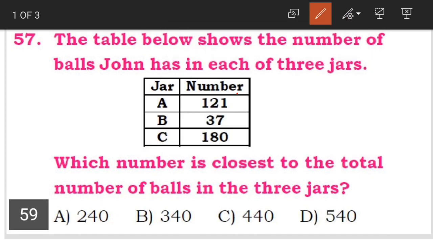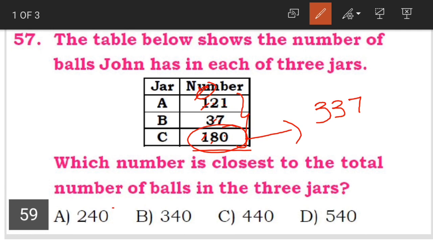See children, when we add the total of these numbers, 1 plus 7, 7. 7 plus 0, 7. 2 plus 3, 5. 5 plus 8, 13, 3 here and 1 carried. 1 plus 1, 2. 2 plus 1, 3. Now 337 is our total. Now when we look at the numbers here, which is the closest? 180. Yes, 180 is the closest to 337. Understood children?